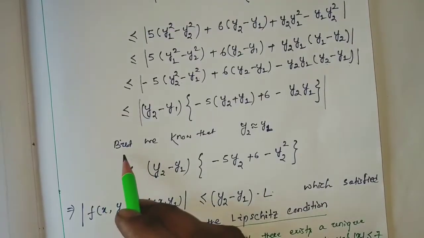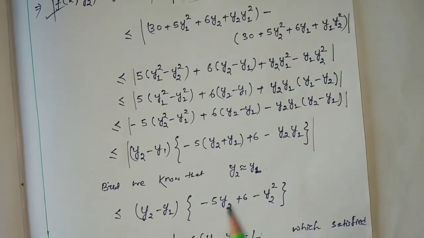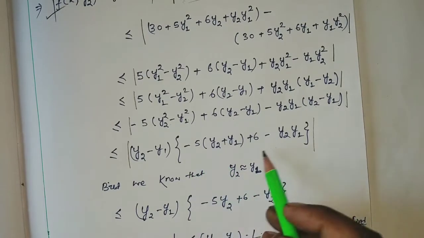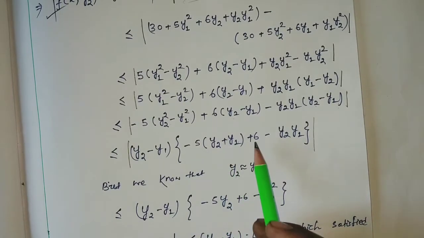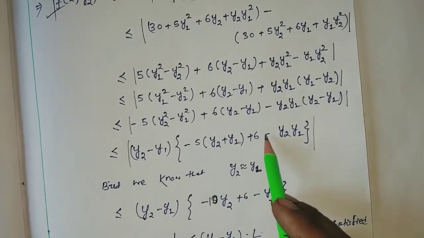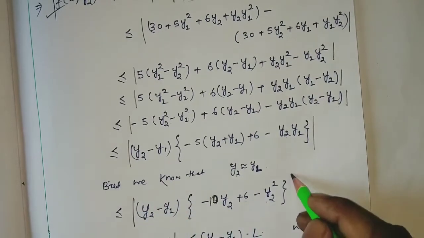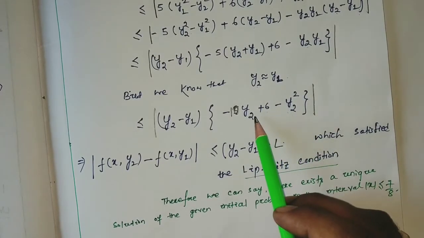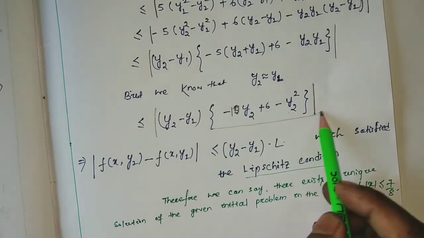But we know that y2 is approximately y1. So we can write that this value will be, sorry, this will be y2 plus y2, that means 2y2. So 2 into 5 equal to 10, 10y2 plus 6 minus y2, here y2 minus y1 is there, just put the mod. As I told, both x and y values are real values, so this will be a constant value.